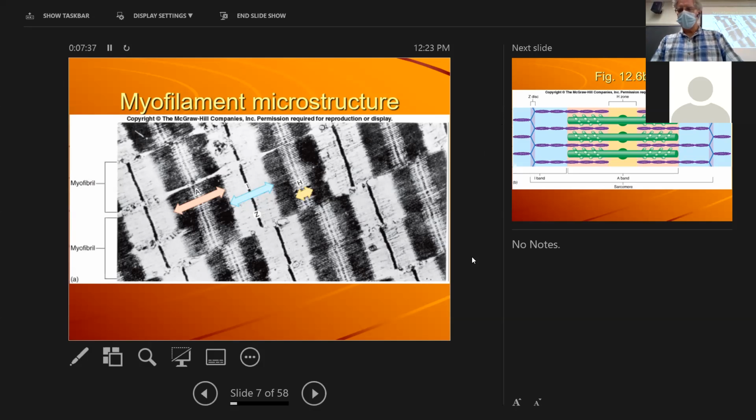Okay, we will resume. So remember last time we discussed the microstructure of the muscle. We saw that the sarcoplasm, that is the cytoplasm of a muscle cell, is filled with these contractile elements called myofibrils.